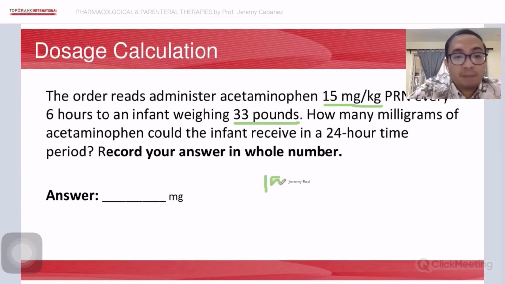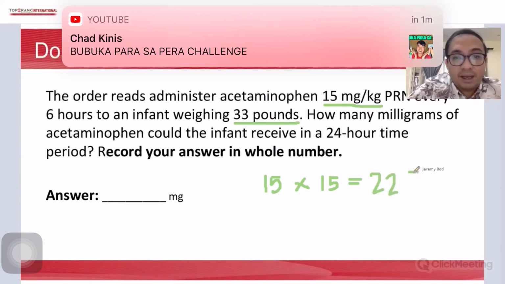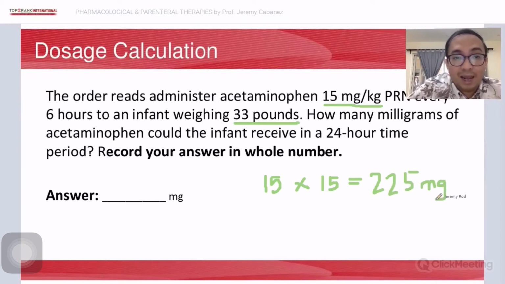15 milligram per kilogram. So, 15 times 15. Saan mo kinuha yung 15? That's the doctor's order, milligram. Saan mo kinuha yung 15? That's the 33 pounds. Equals, na ngayon, 15 multiplied by 15 equals 225. Okay? So it is 225 milligrams. So ito yung ibibigay mo sa pasyente total.